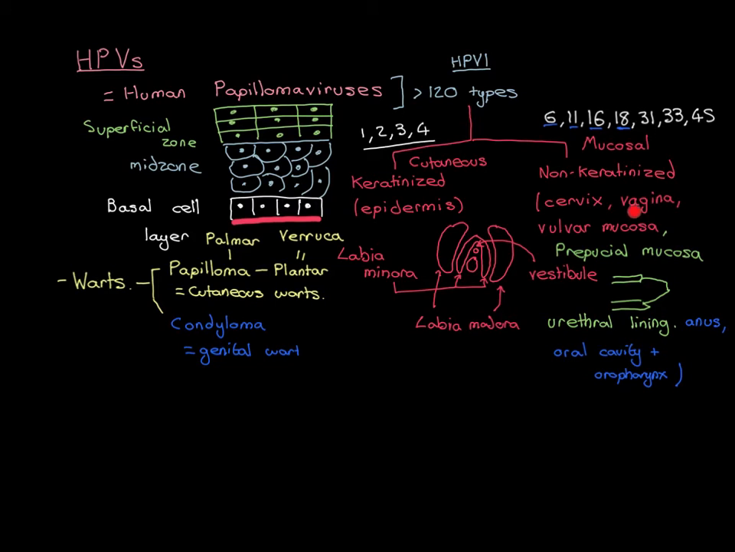When you get a wart on the cervix or the vagina or the vulvar mucosa or the preputial mucosa or the urethral lining or the anus, that is all counted as the genital region, so that would be called a condyloma. Those are caused if you're unlucky enough to get a mucosal HPV infection and you're unlucky enough that it actually causes a visible disturbance, which is a wart. But again, I'll stress that you can have an HPV infection and not actually have a visible wart. It can just look like a normal patch of mucosa.